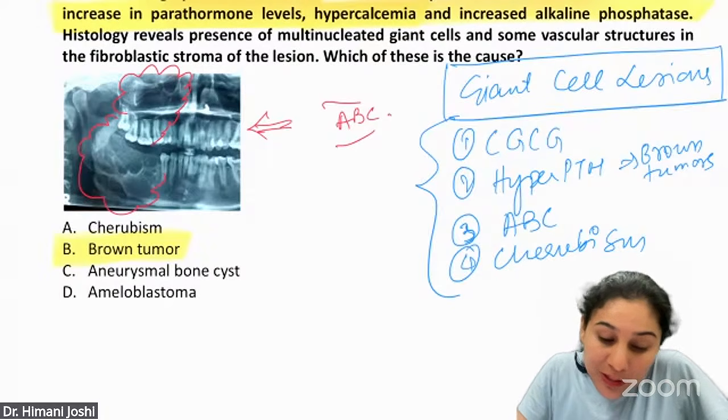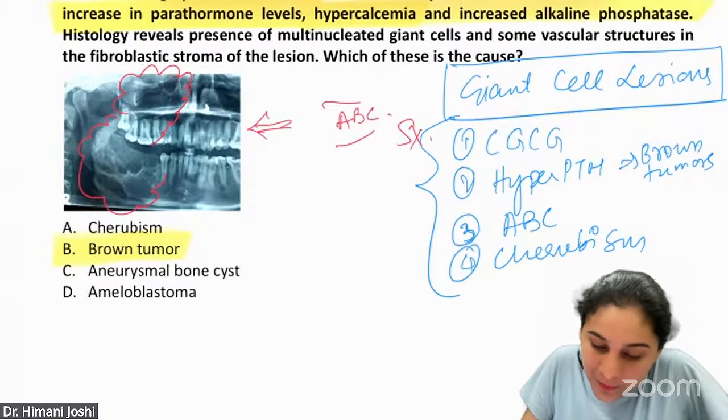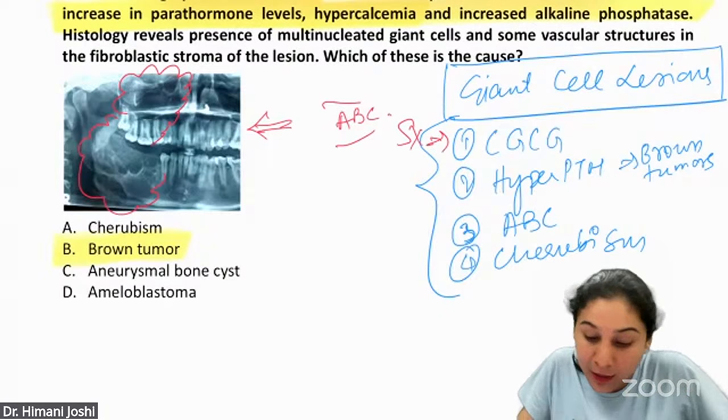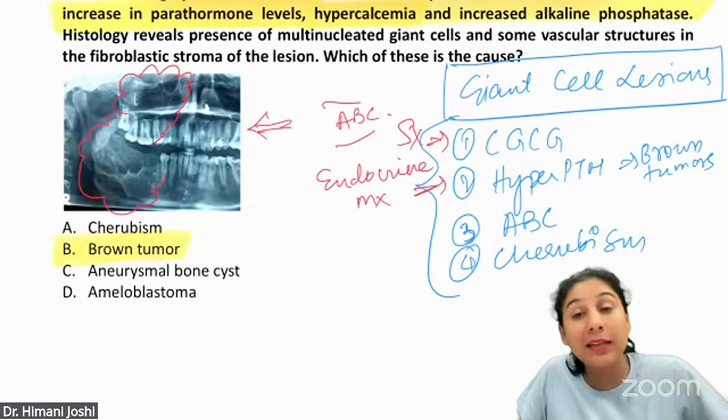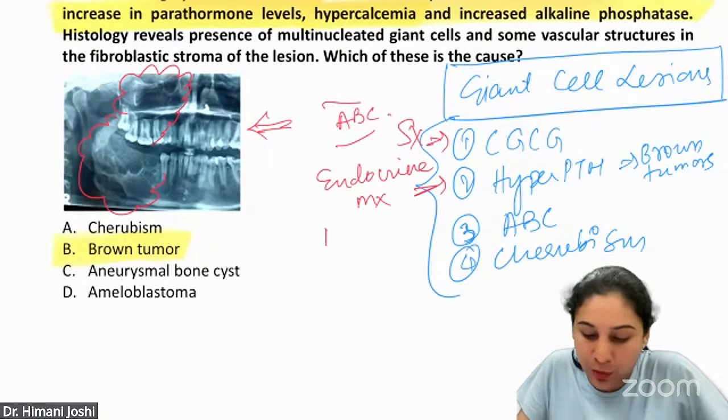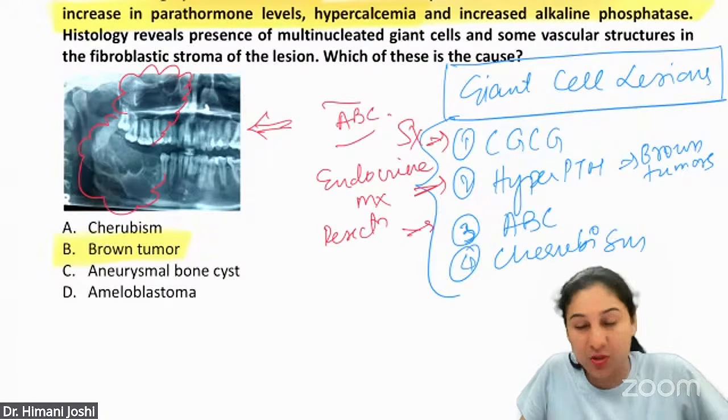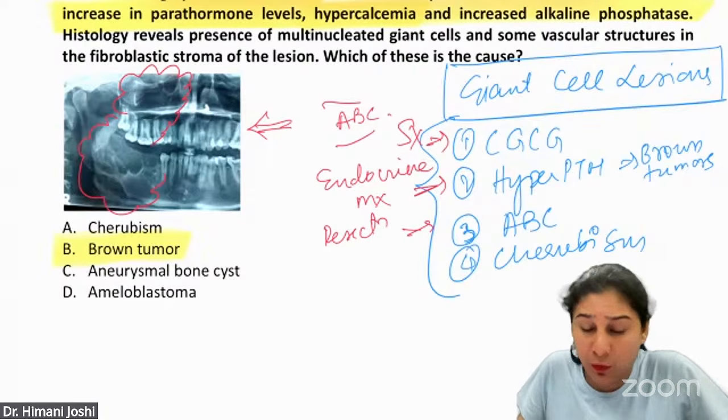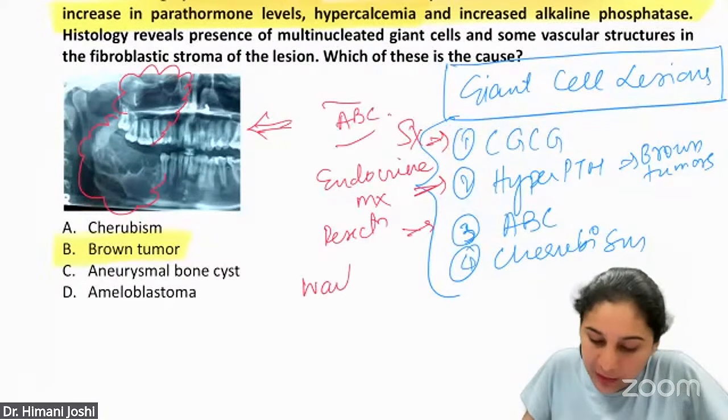The treatment for CG is surgery. The treatment of hyperparathyroidism is endocrine management. That means you control the hormones. The treatment for ABC is nothing. You just have to do a resection, or just within the pathology, you can wait and watch. And the treatment for cherubism is wait and watch.